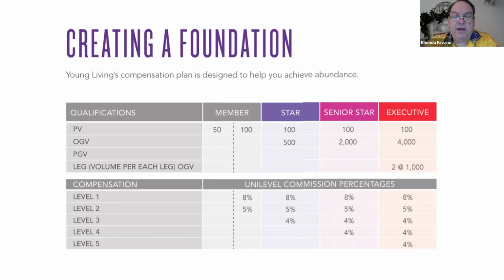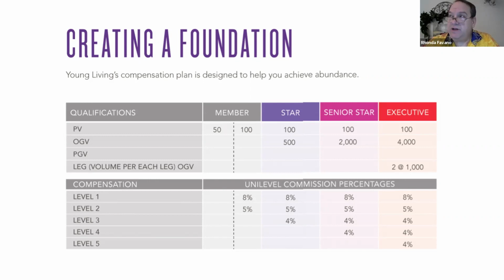At 100, you get commission, which is your level 1s and 2s. You get 8%, 5%. When you hit star, that's just 500 OGV, you go down to the third level, you get 4%. Senior star is 2,000. You go down to another level, you get 4% more. And executive, you have to have those 2 legs of 1,000.